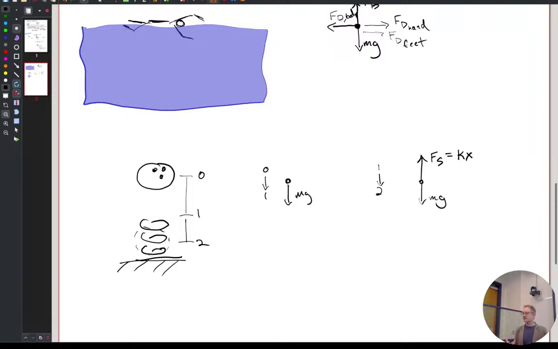So there we could ask some kind of question like, what's the max deflection of this spring, or how big does the spring need to be so that it doesn't actually hit the ground, it actually comes to a stop before it hits the ground, something like that.